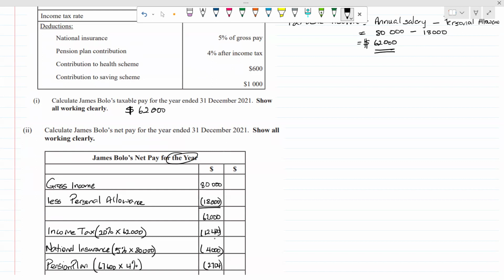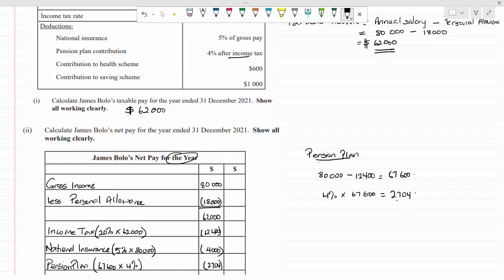Multiplied by 4%. Now, for the pension plan, I want you to understand the calculation, right? So his annual pay is 80,000 minus, they say after income tax. So I'm taking out the income tax, which was 12,400. That will give me a figure 67,600. This is what I find the 4% of. Right? This is what gives me the 2704.